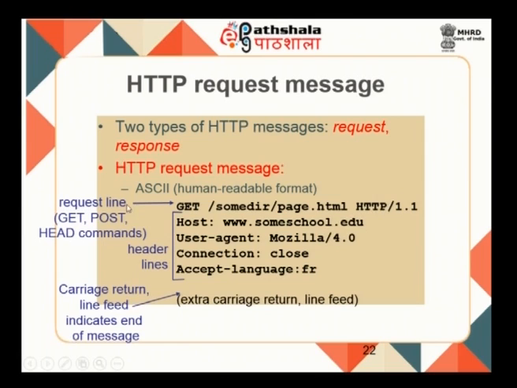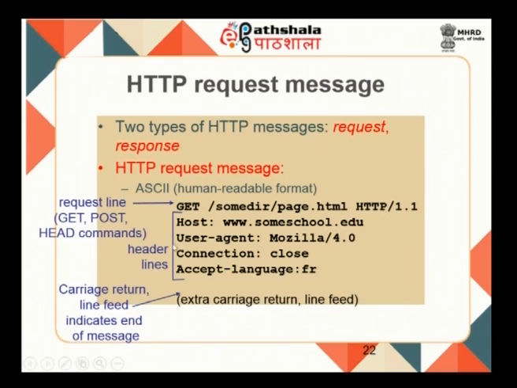This is basically what a message will look like. The first thing you have is the request line, which has some command specified, such as GET, POST, HEAD and so on, followed by the URL that you are trying to get from the server. It is also followed by the version of HTTP being used, which has to be specified. So, this is the first line that we have. This is the request line.